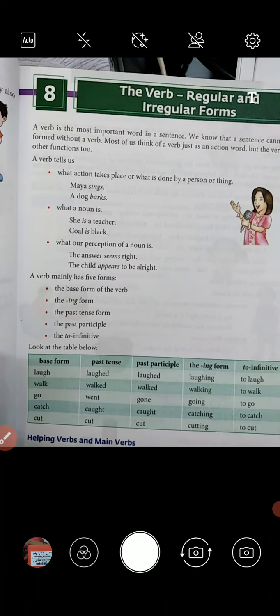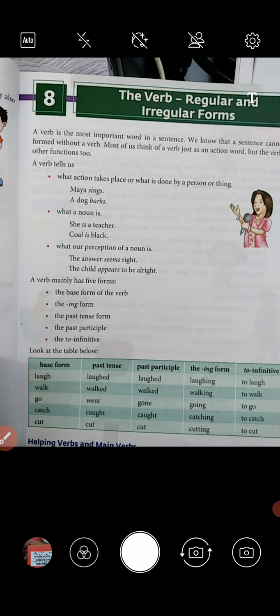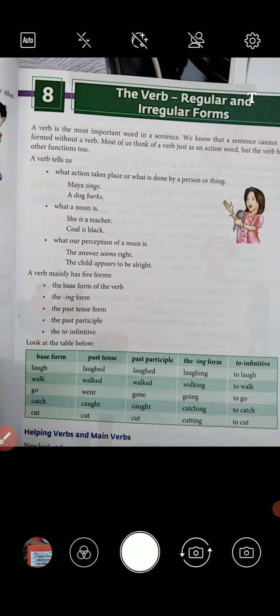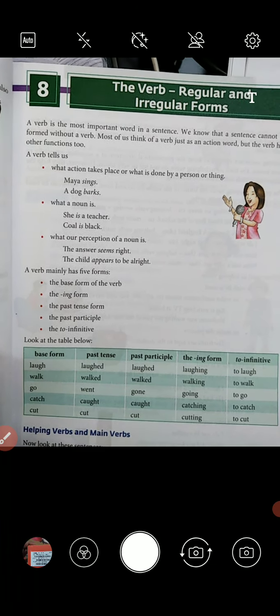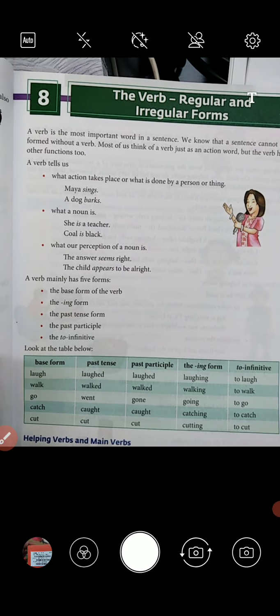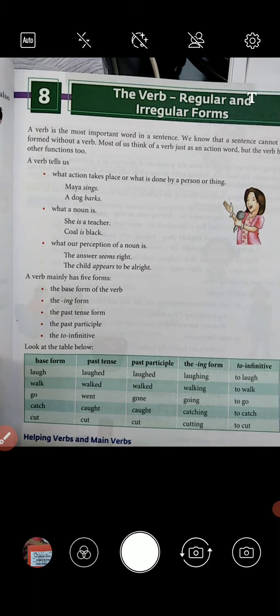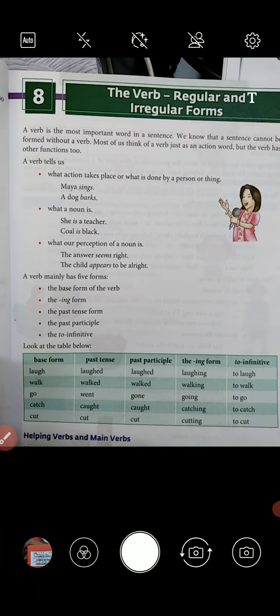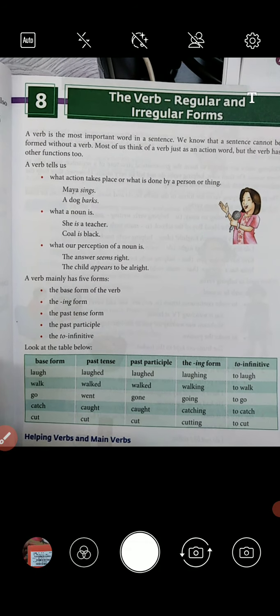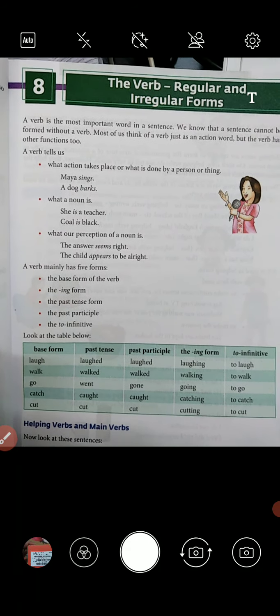And the second sentence, the child appears to be all right. So here the word appears. It is my perception. For me, he may be all right, but for others, he may not be all right. But it is my perception. So according to me, the child appears to be all right. So in this sentence, the word appears is the verb.